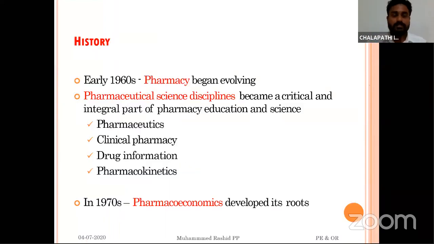So we'll look into the history. As I said, in the early 60s we started with pharmacy education, and slowly all the different disciplines of pharmacy, like pharmaceutics, clinical pharmacy, and drug information, were getting added into it. And in the early 1970s, pharmacoeconomics rooted itself in the healthcare sector.